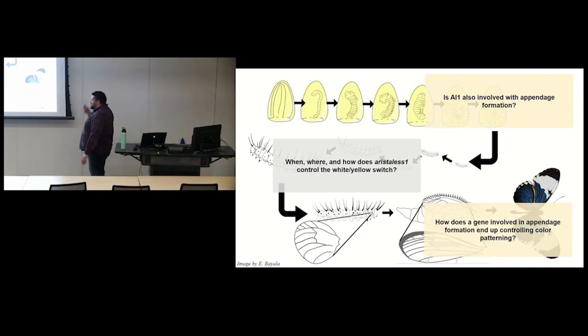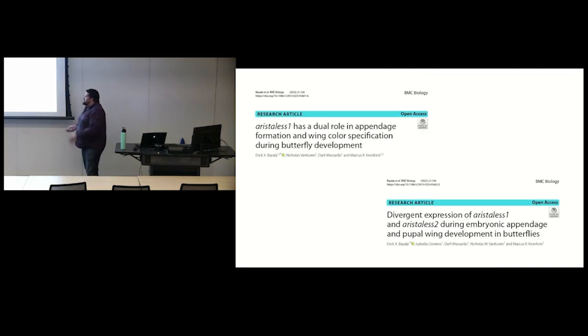And then the question that you might have already in the back of your head: how do we go from something that does patterning of appendages to something that does pigmentation? What is the link between these two things? Both of these papers talk a little bit about this, but I'm going to mostly focus on the first one. But if you want more information, you can take a look at both of them.